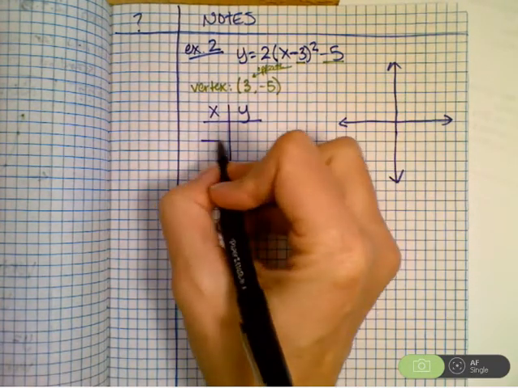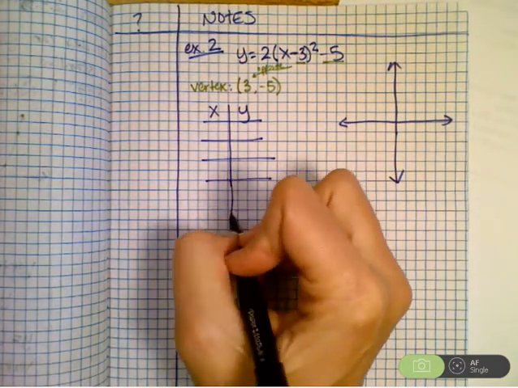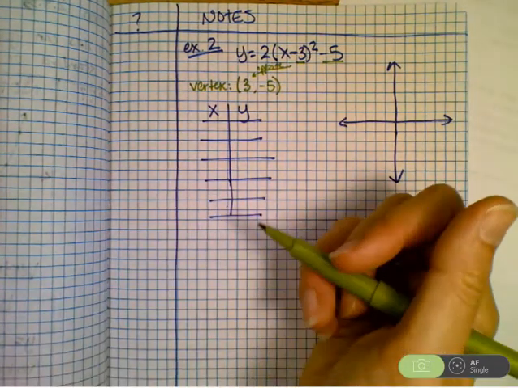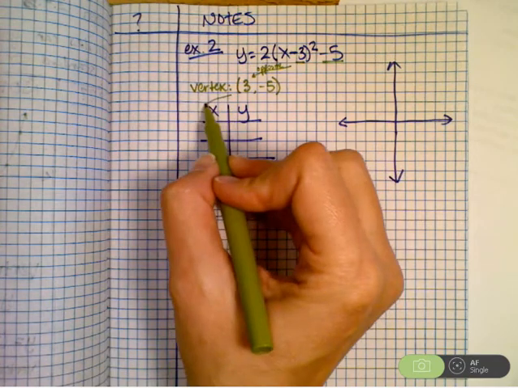Now we build a little table. X and Y. We leave space for 5 numbers. I don't know why my Y's are so long, but that's okay. We put our vertex right in the middle.